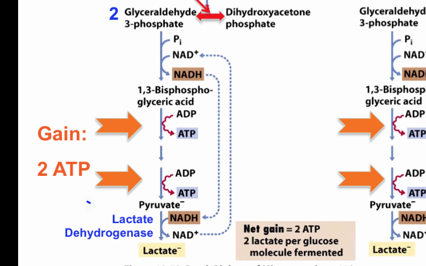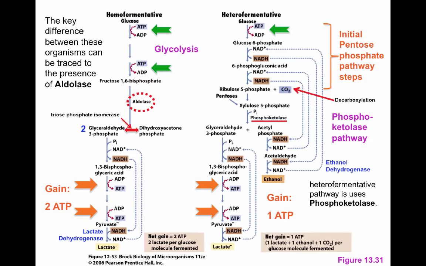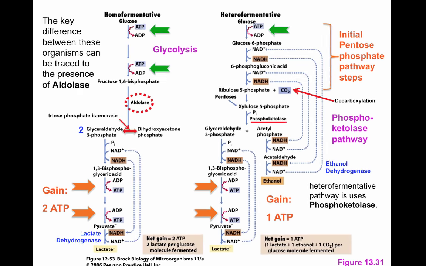During homolactic fermentation, pyruvate will be converted into lactate, mediated by the enzyme lactate dehydrogenase, and there is where you have the recycling of NADH to NAD+. This kind of fermentation is going to generate two ATP molecules from the fermentation of glucose.